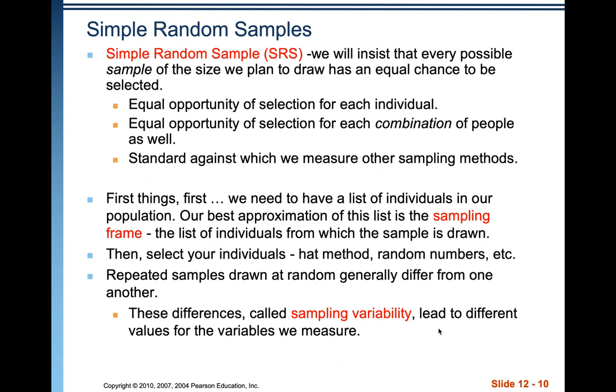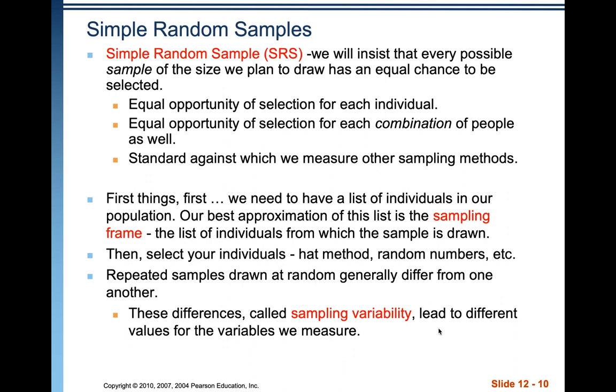And like I said, it's a standard against which we measure other sampling methods. So when we do the other sampling methods, there's always going to be a question in your mind: why am I doing this instead of a simple random sample? There needs to be some reason why the alternative method is better. Okay, so how do we do a simple random sample?